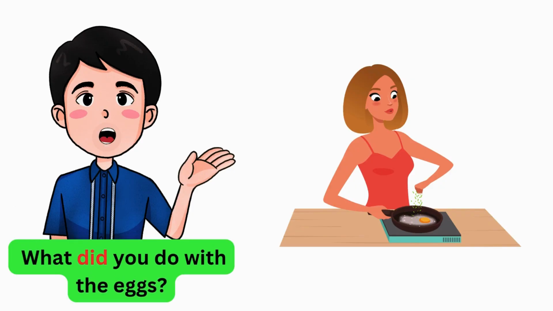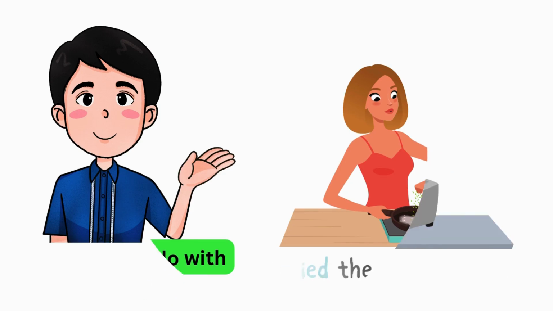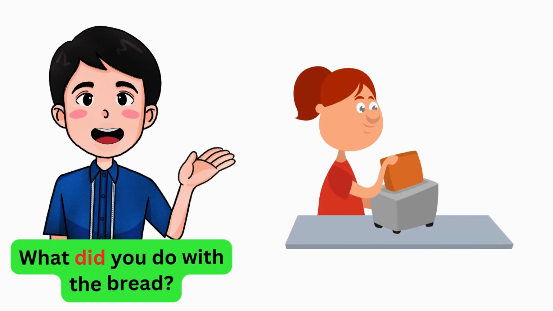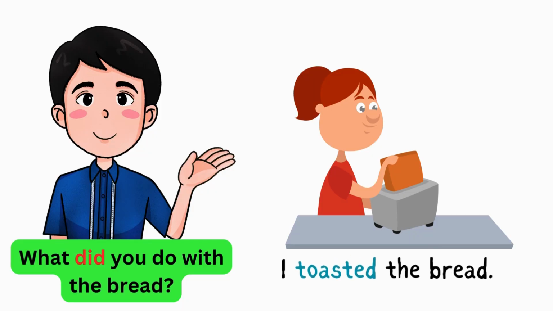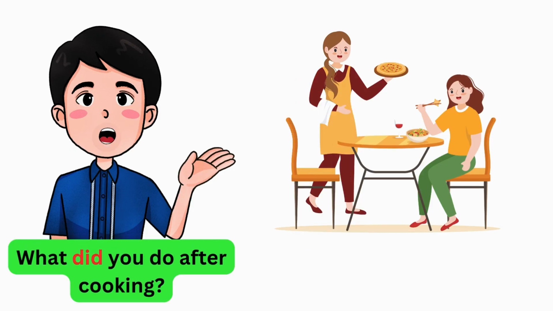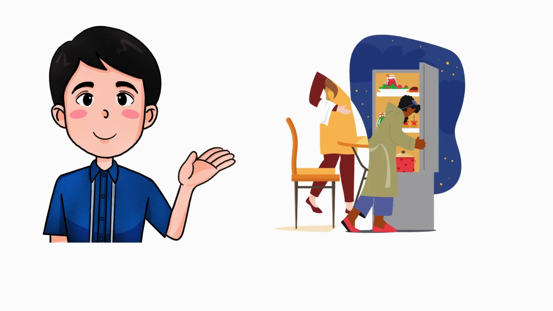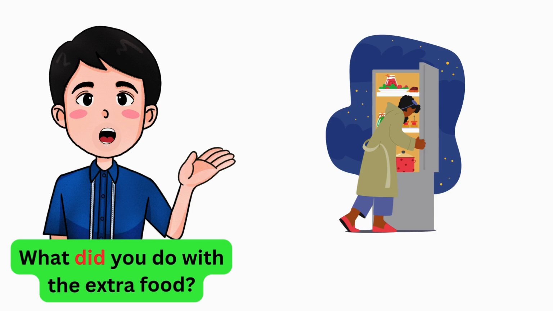What did you do with the eggs? I fried the eggs in a pan. What did you do with the bread? I toasted the bread. What did you do after cooking? I served the food on plates. What did you do with the extra food? I stored the leftovers in the fridge.